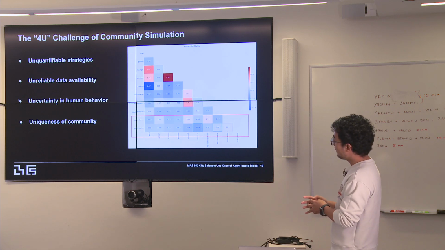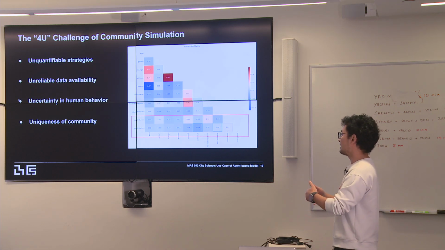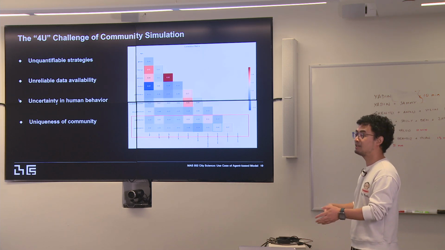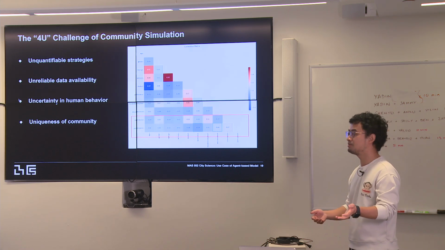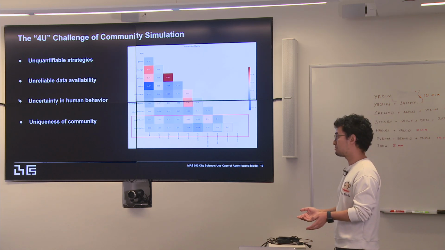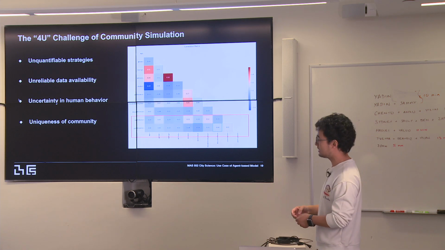Third, human behavior is not governed by certain rules you can define. Like today I want to have Chinese food, and tomorrow I don't like Chinese food. So human behavior has its own uncertainty in this simulation process.